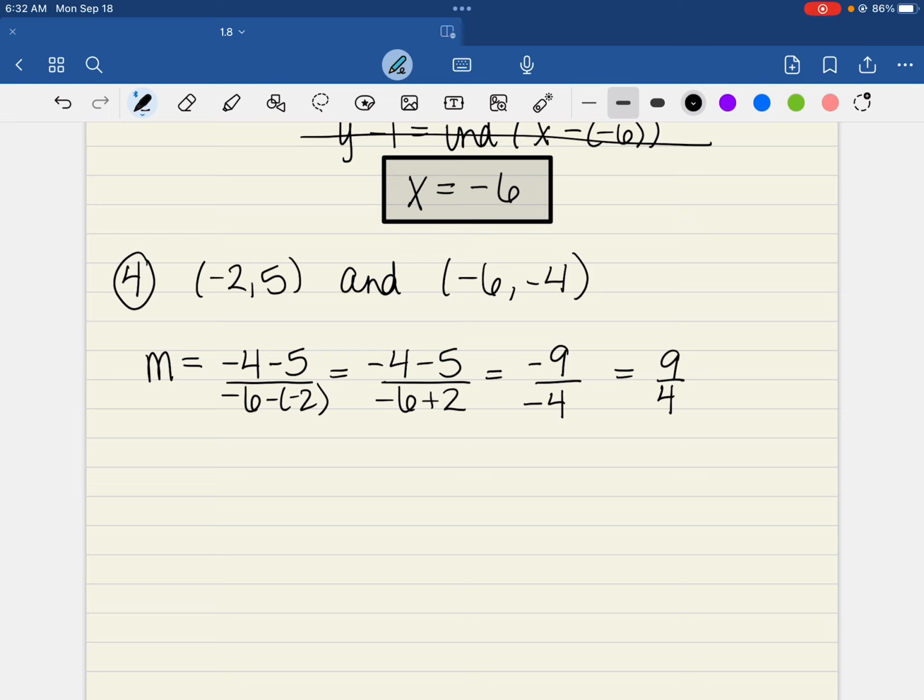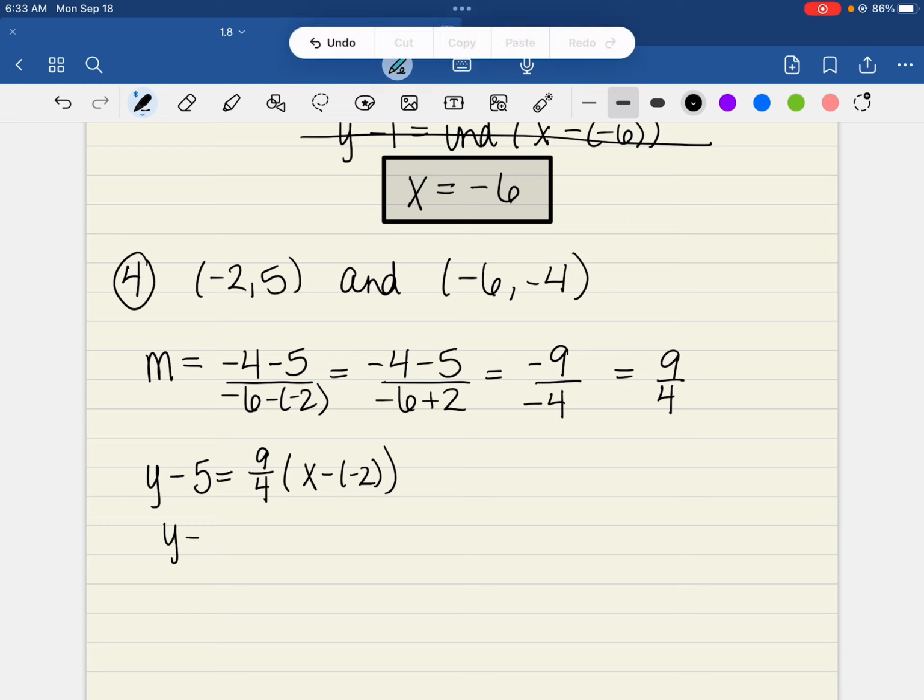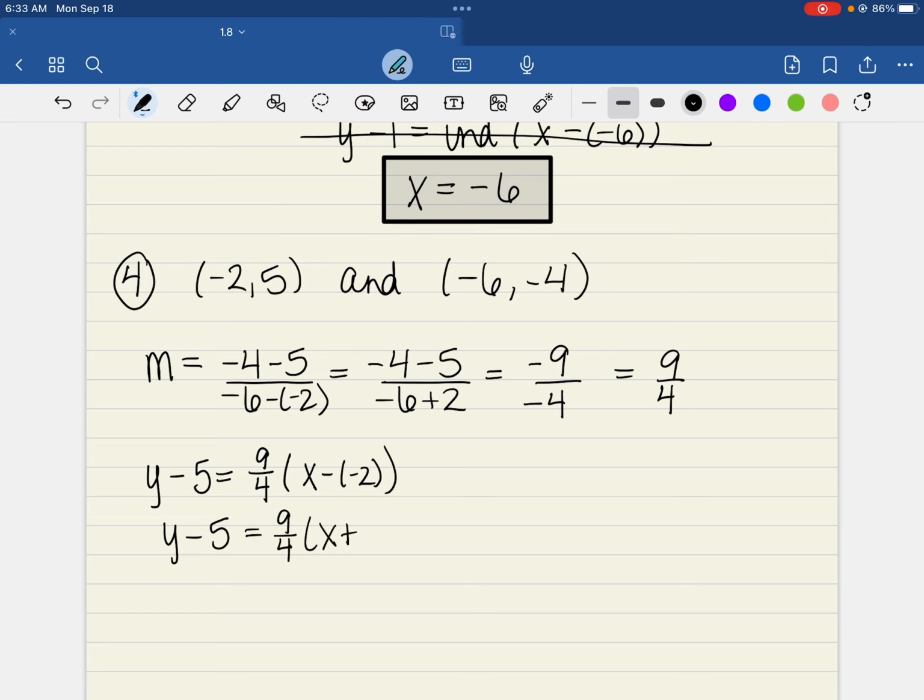Now, in this scenario, we have 2 different equations. Or sorry, 2 different points. So we could have 2 different equations. So if I substitute into the first one, y minus 5 equals 9 fourths times x minus a negative 2, which would simplify to x plus 2.